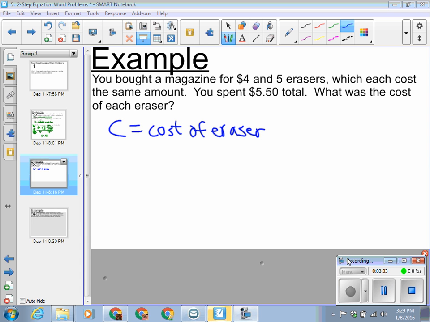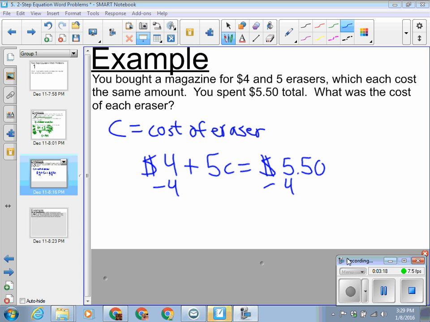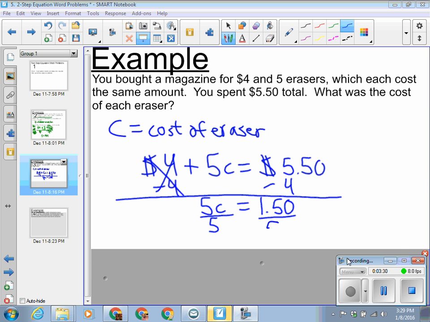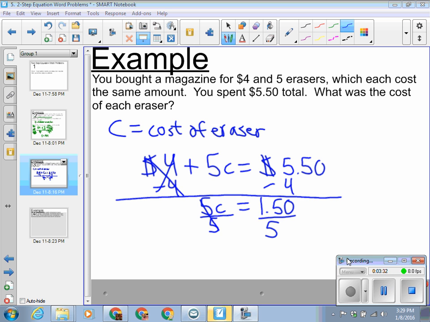So we spent $4 on a magazine, and then we bought 5 erasers that all cost the same amount, and our total money spent was $5.50. We'll get that variable term by itself by subtracting 4 from each side. That's gone, so we've got 5C left equal to $1.50. And we just divide both sides by 5. This is what C is equal to: 30 cents.